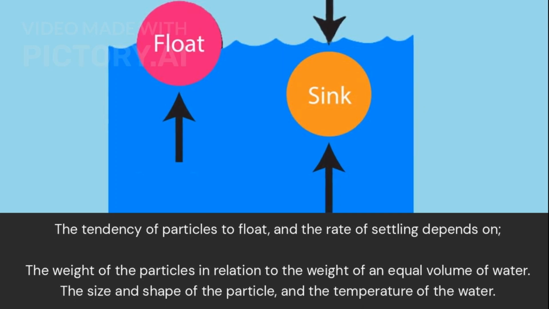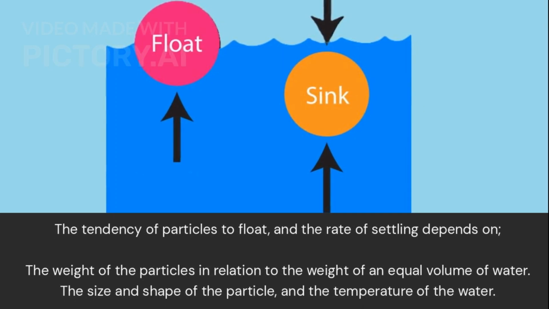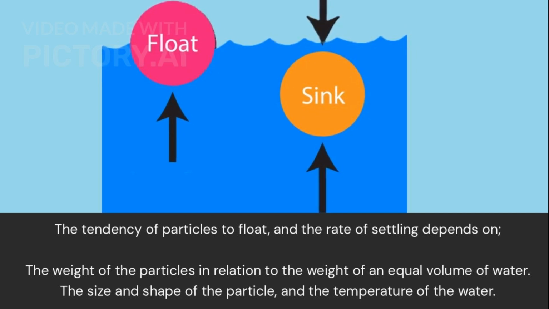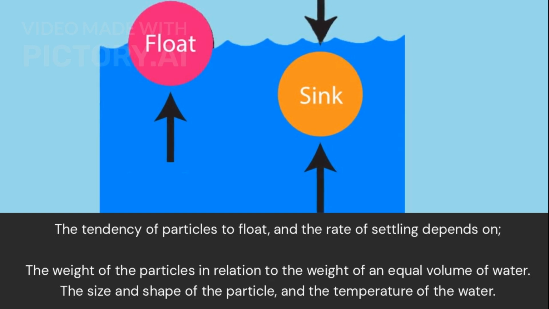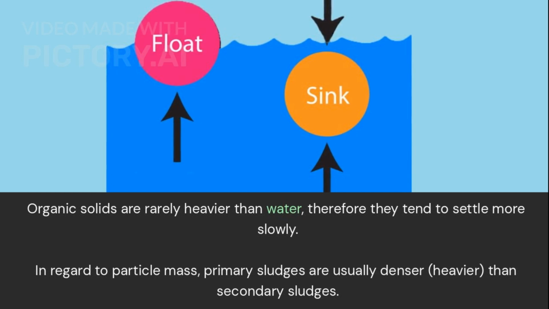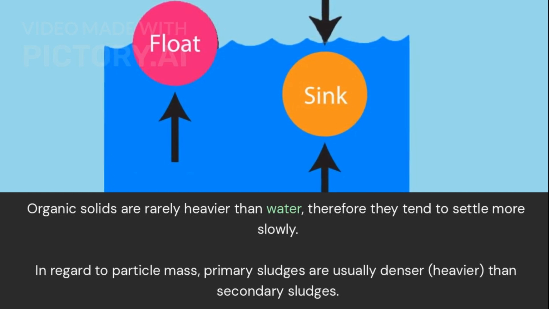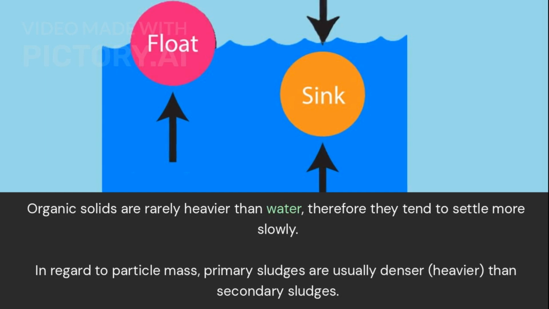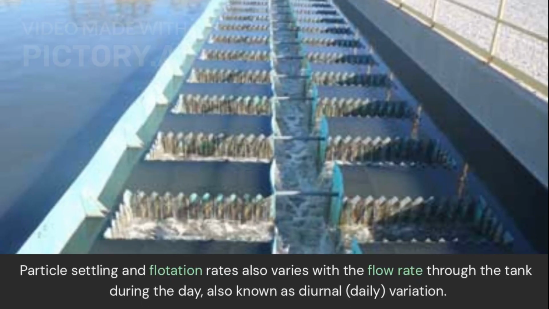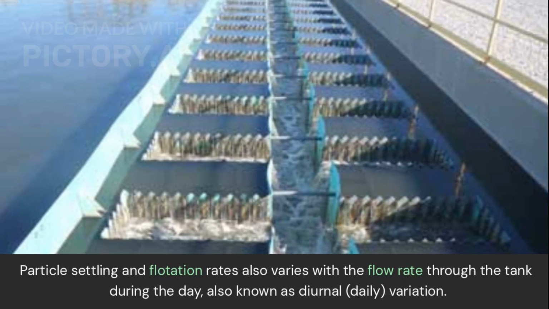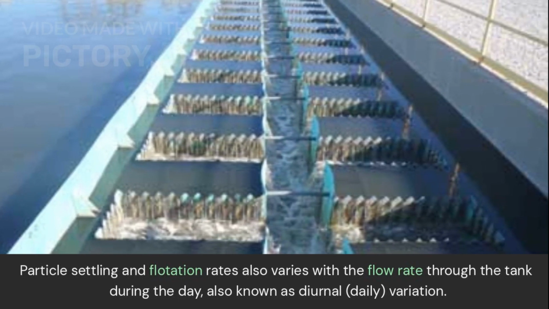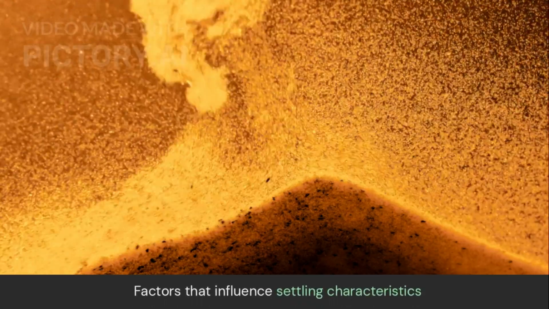The tendency of particles to float, and the rate of settling, depends on the weight of the particles in relation to the weight of an equal volume of water, the size and shape of the particle, and the temperature of the water. Organic solids are rarely heavier than water, therefore they tend to settle more slowly. In regard to particle mass, primary sludges are usually denser, heavier, than secondary sludges. Particle settling and flotation rates also vary with the flow rate through the tank during the day, also known as diurnal, daily, variation. Factors that influence settling characteristics.